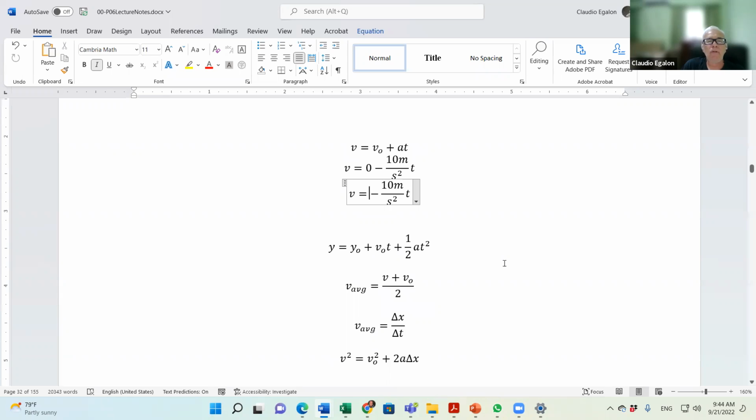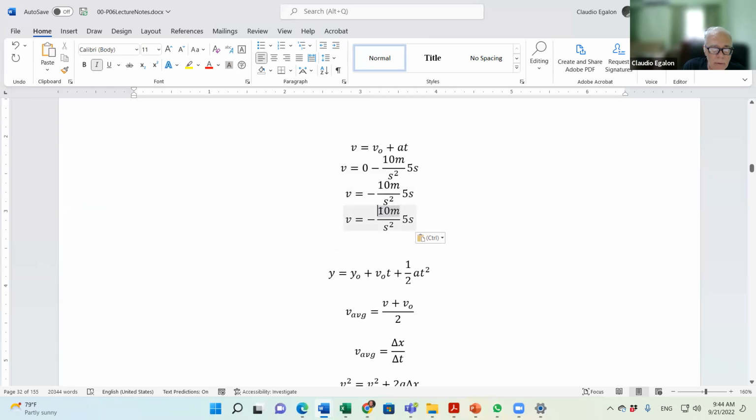But we still are not able to solve the problem because we do not know the final velocity. We do know the instant of time, so we can put 5 seconds here, but we still didn't solve our problem because I don't want to know the final velocity. I want to know the height of the building. But let's finish anyway. When I do this calculation, I find that the final velocity of the stone is 50 meters per second.